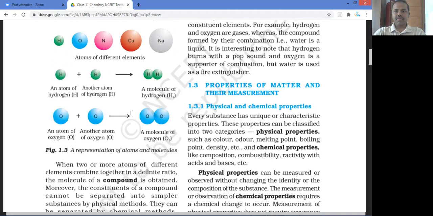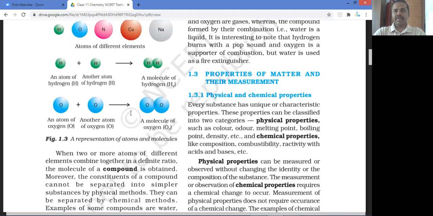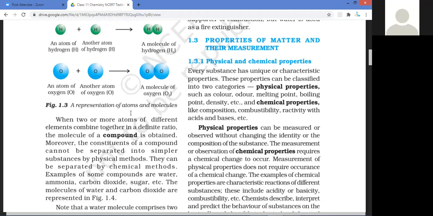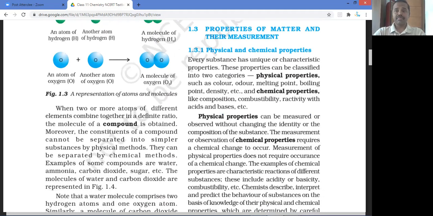Okay, so physical and chemical properties of matter and their measurement. How do we look at the properties of matter and their measurements? We categorize them into physical properties and chemical properties. Physical properties are what we can physically observe: color, odor, melting point, boiling point, density. What is density? Mass by volume.